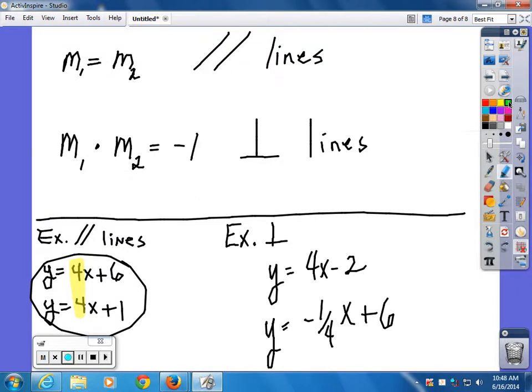I didn't say reciprocal. I said opposite reciprocal. There's the reciprocal, but the sign is also, that's a positive and that's a negative. It's got to be the opposite. And that's two examples of parallel and perpendicular lines.